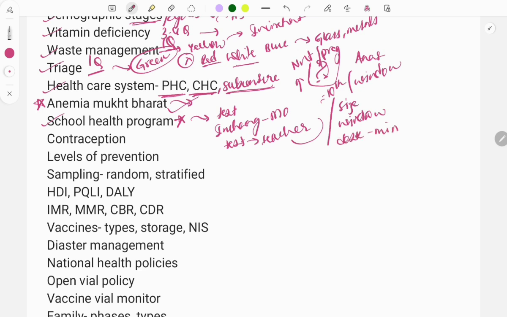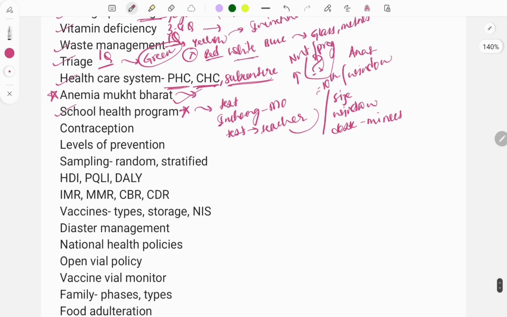It should be the minus type of desk. Okay, so all these questions, these are covered in the school health program.